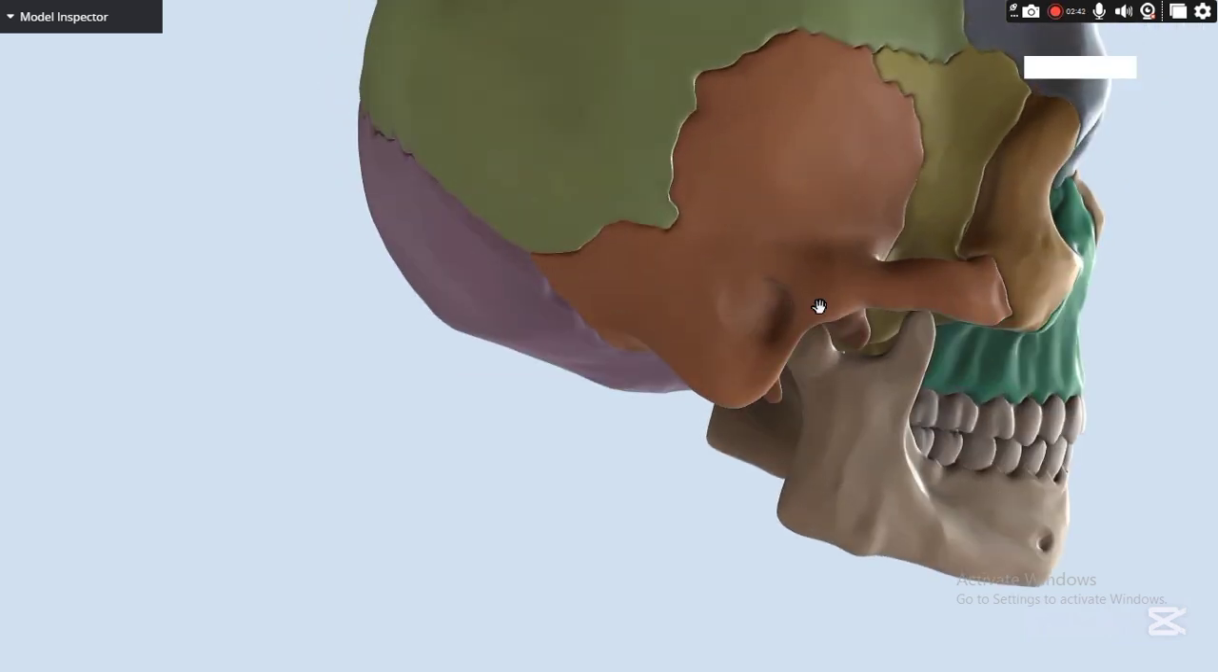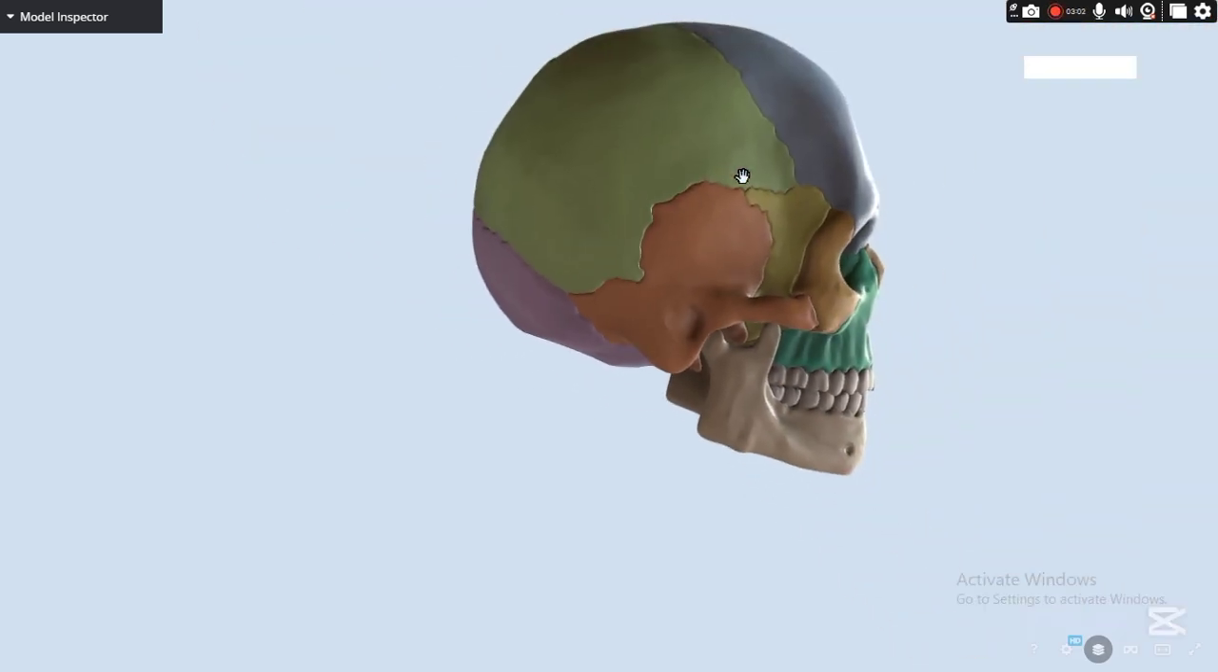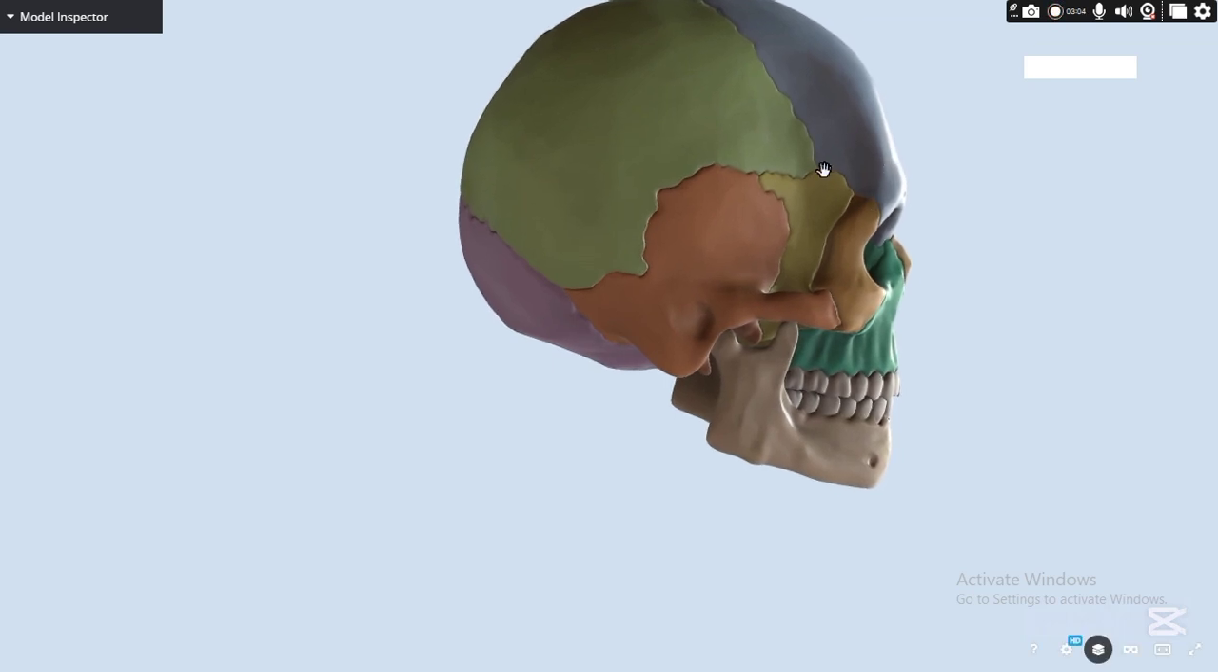Moving on, we have this suture in between the temporal bone and the parietal bone. This suture is called the parietomastoid suture. Now moving on, here is an H structure which is called the pterion, the anterolateral fontanelle location. It is the position for the anterolateral fontanelle of the skull.